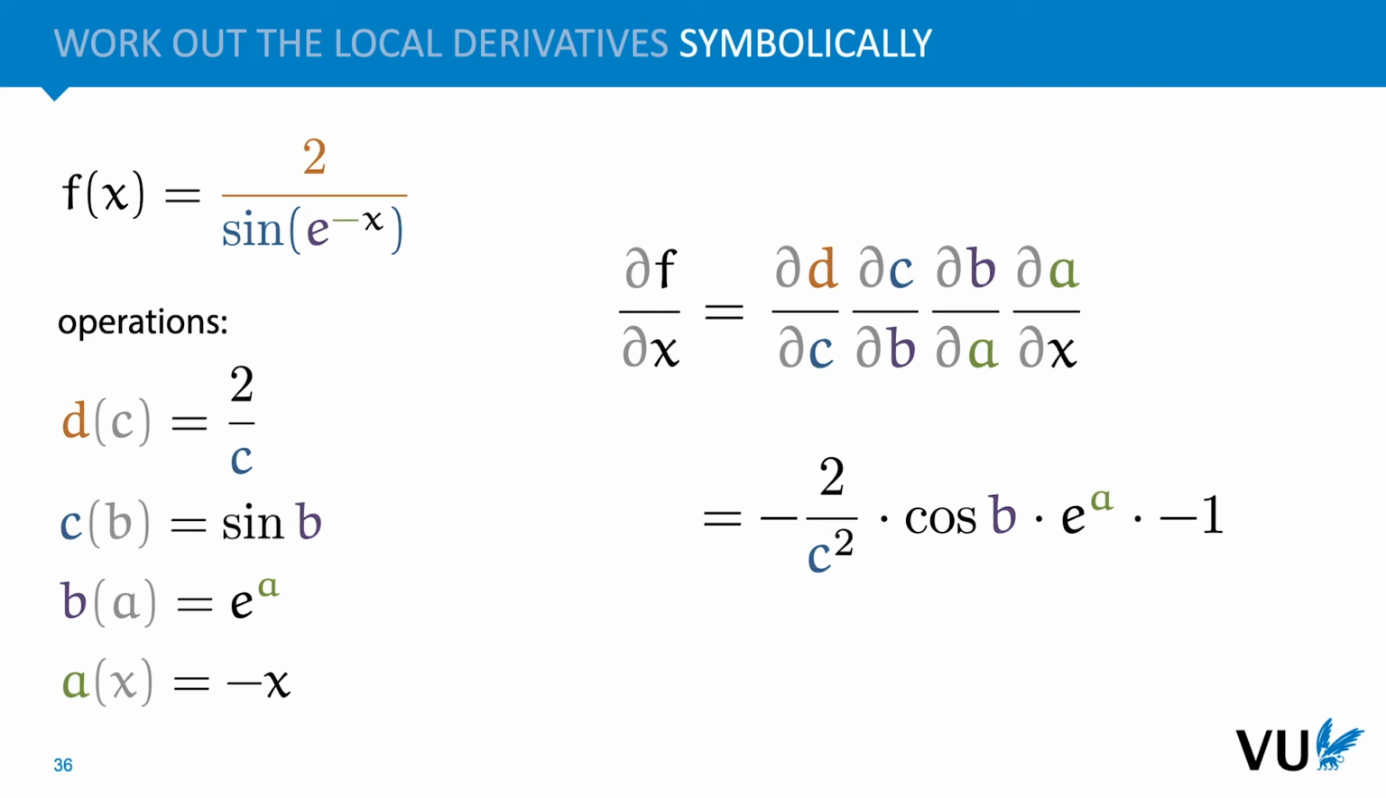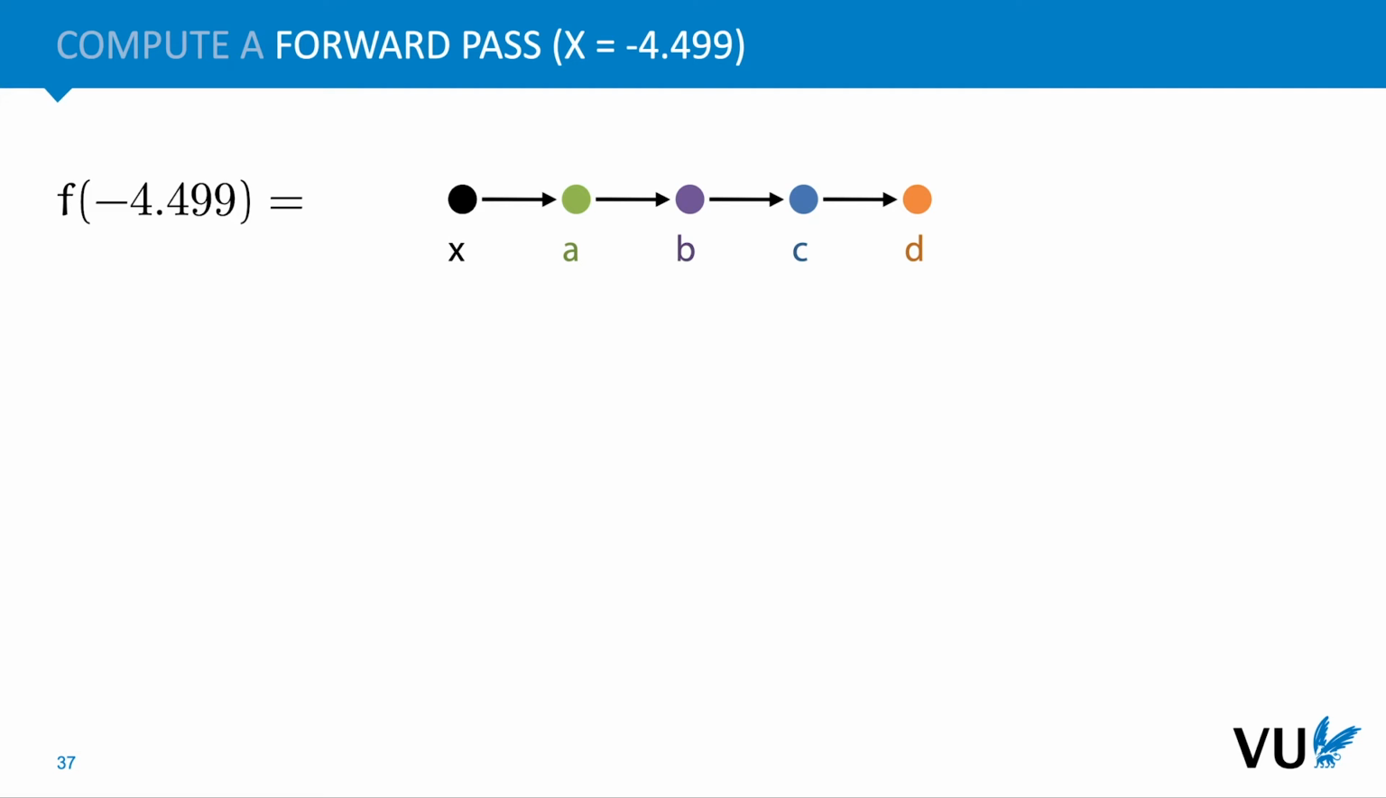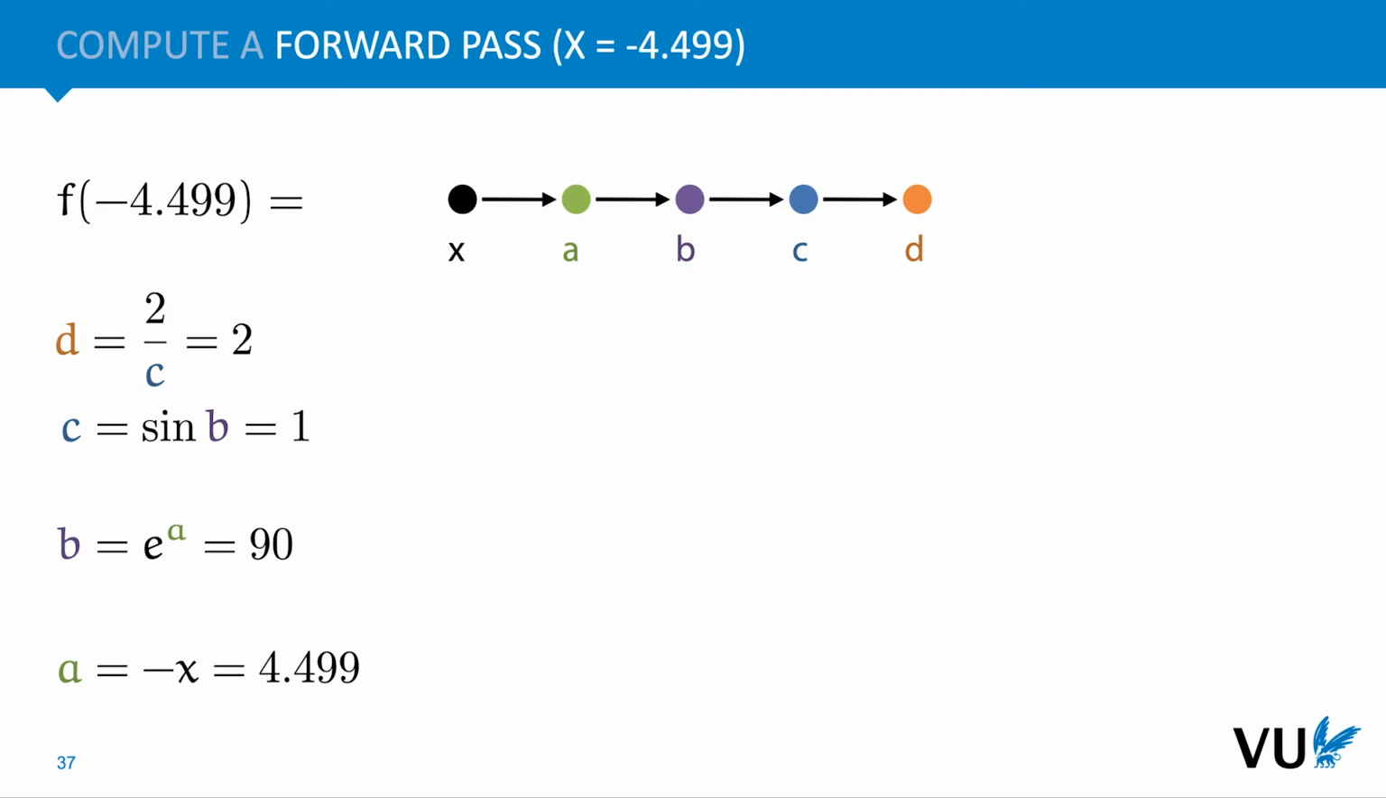And numeric computation means we're working out the derivative for a particular input. For this example, we just pick some input x to show this with. So we'll pick our input x equals minus 4.499. And the first thing we do is we feed it to the function to get the output of the function and to get all the intermediate values a, b, c, and d. So a is minus x, so that's 4.499. b is e to the power of that, which is 90. c is the sine of that, and we'll take the sine in degrees rather than radians, so we end up with 1. And d is 2 over that, which is 2. So that's what we call the forward pass, computing the output given the input.